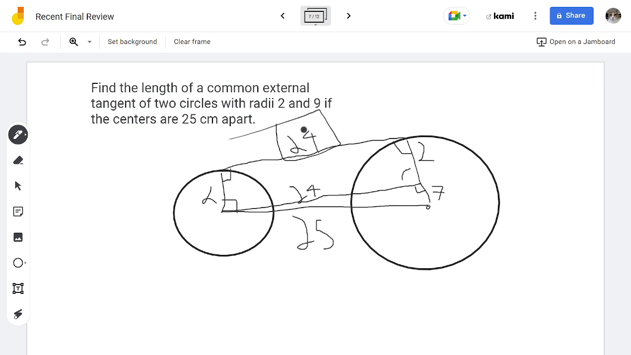And the only tip I really have for these questions is to just always make the line parallel to the common external tangent and not the line that is the distance between the two circles.